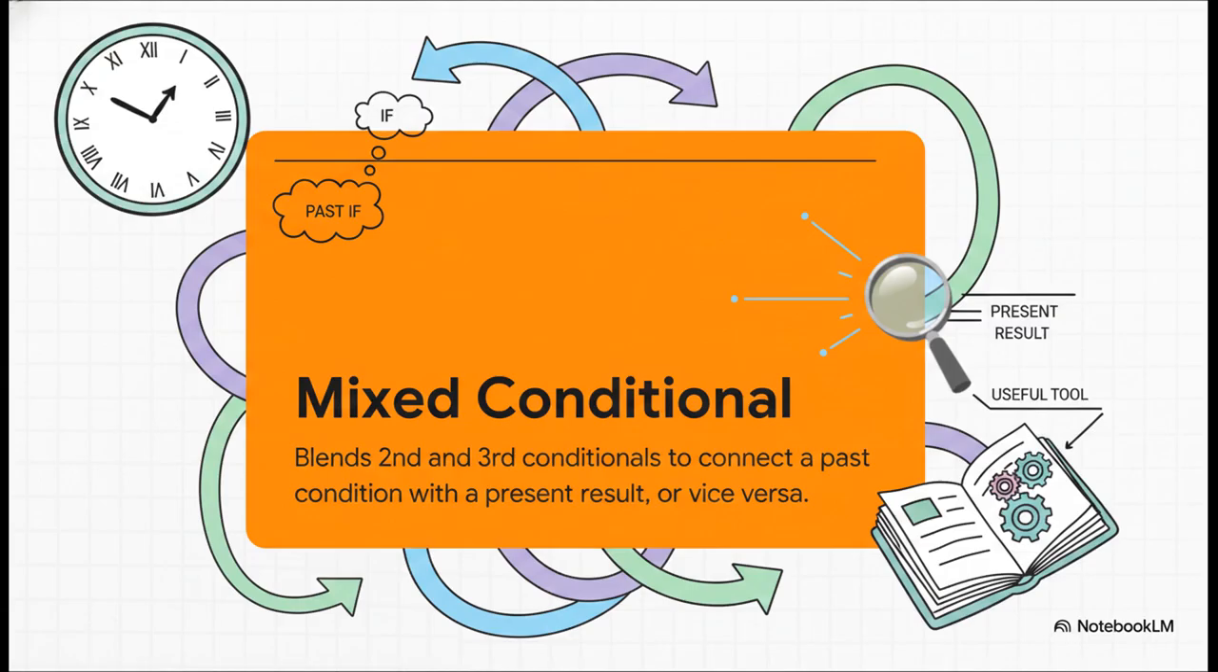The most common type, like you see here, combines a third conditional if clause with a second conditional result clause. This lets you connect an unreal past action, if I had taken that job, to an unreal present result. I would be the manager now. It is the perfect way to talk about reflection and consequence.